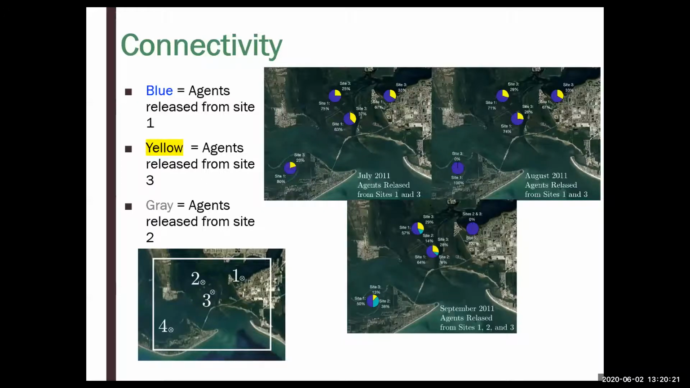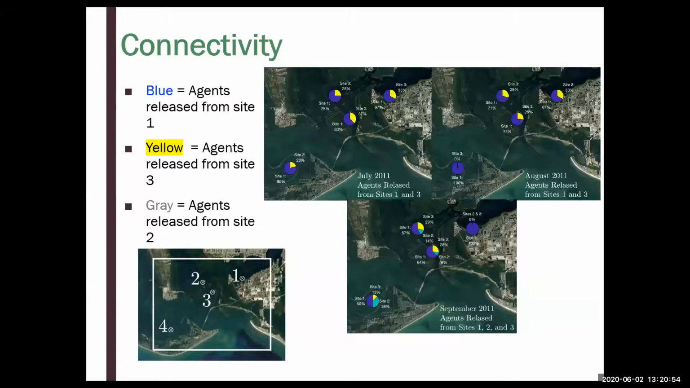Agents were released from sites 1 and 3. And we see at site 1, there's at least 60% of the settlement were actually from agents released from that site. So this is exhibiting self-recruitment, as well as we move to the downstream sites, we see at least 60% of the settlement is from agents released from site 1. And we see a similar result in the top right figure, where at least 60% of the settlement were from agents released from that uppermost site 1.